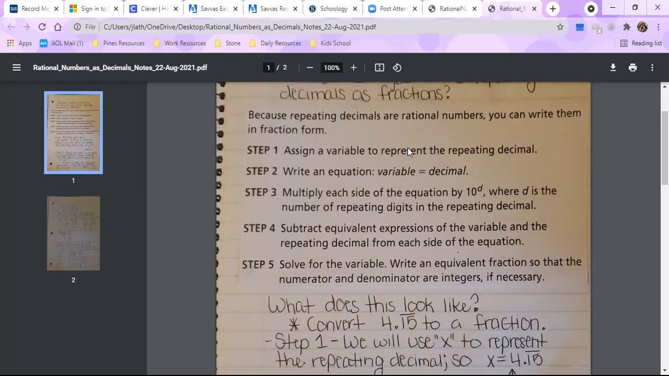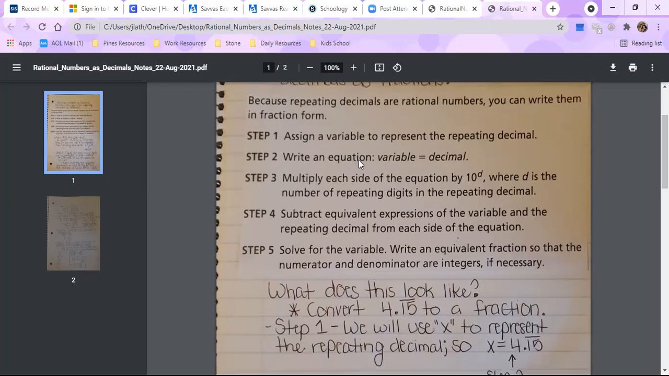Okay, so we're going to run through the steps. You all should have this handout so you can go along with me here. The first thing you're going to do is assign a variable that's going to represent that repeating decimal. It can be any variable that you want. We tend to use X as a variable. Sometimes I don't like using X because it looks exactly like the multiplication sign, but you can basically use any letter that you want to, okay? So once you assign a letter, easy peasy, first step.